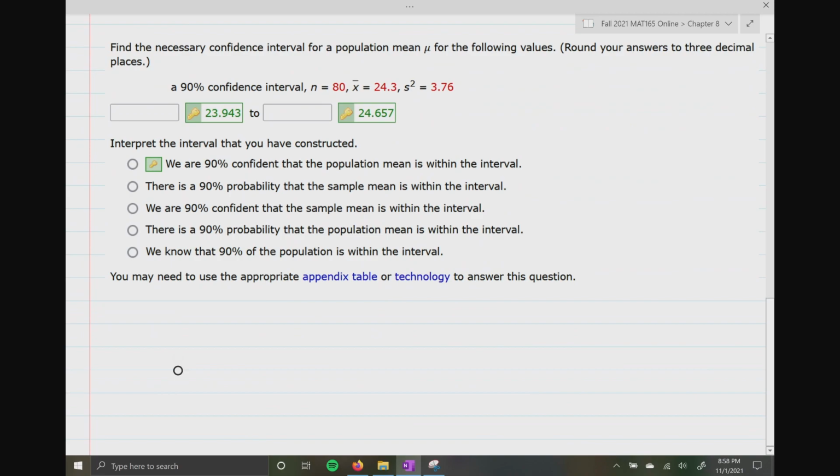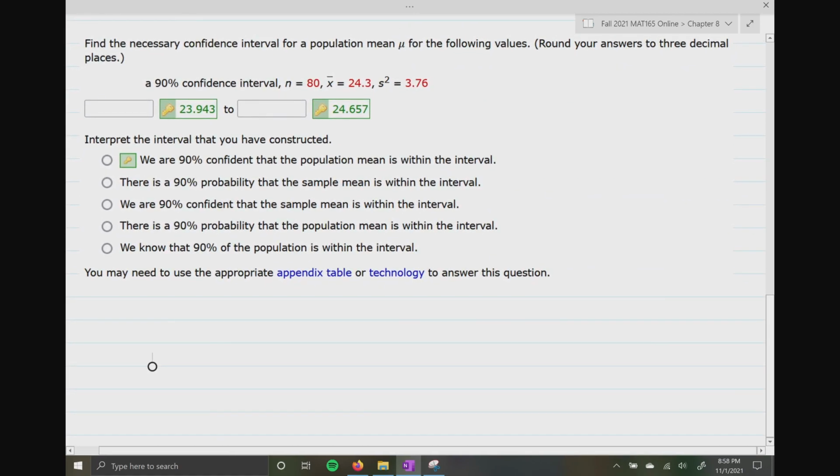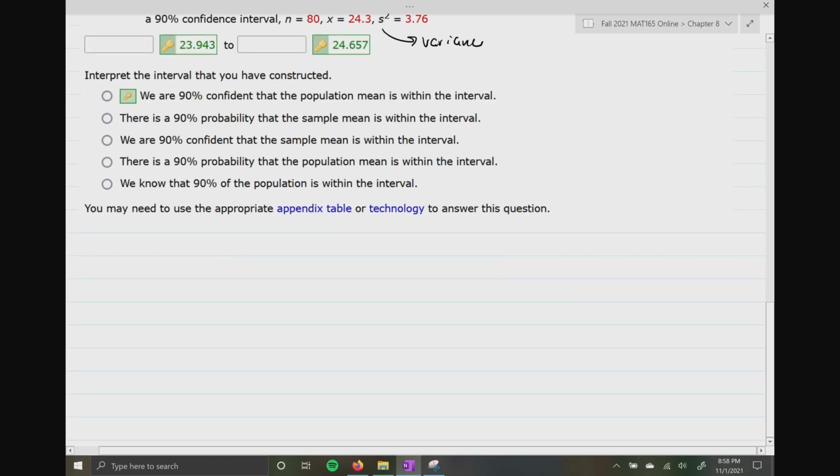So we want to find the necessary confidence interval for the population mean mu for the following values, okay? We want a 90% confidence interval, n equals 80, x bar equals 24.3, and the sample variance, remember that's the variance, is 3.76, all right? So step one, we need to verify requirements, just like in the previous lecture video. So the requirements here are very simple. One, the data is taken from a simple random sample.